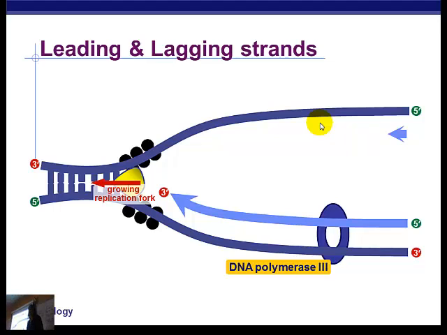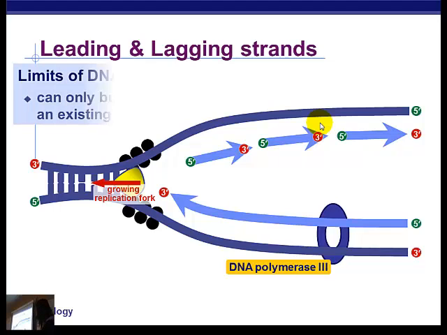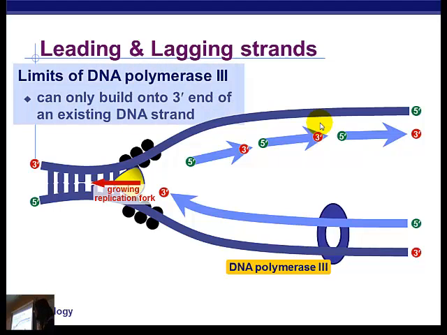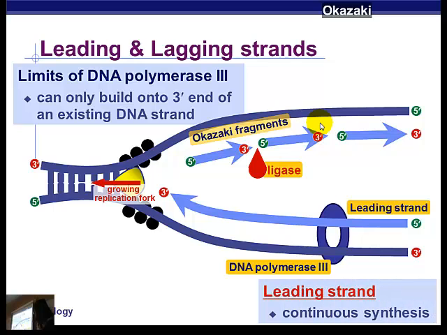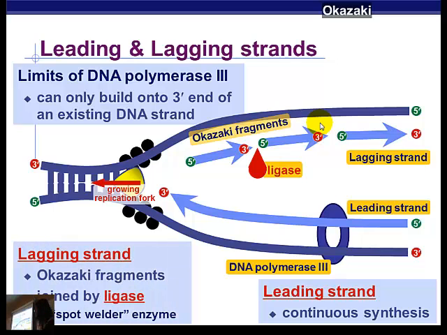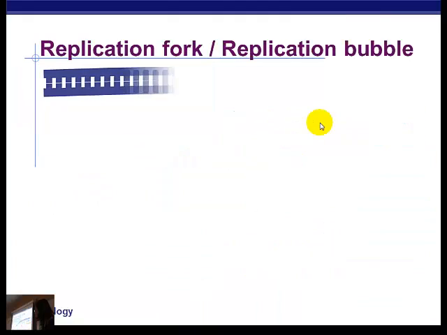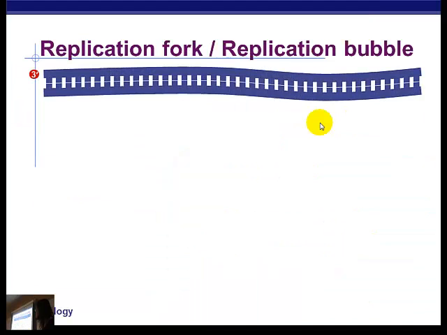All right, take a look at this. Can't copy that way. Got to copy this way, right? There's your Okazaki fragments. Ligase. What's ligase's job? There's your leading strand. Lagging strand has Okazaki fragments that are joined by ligase, sort of like a spot welder. The bubble is like the whole part that you see.